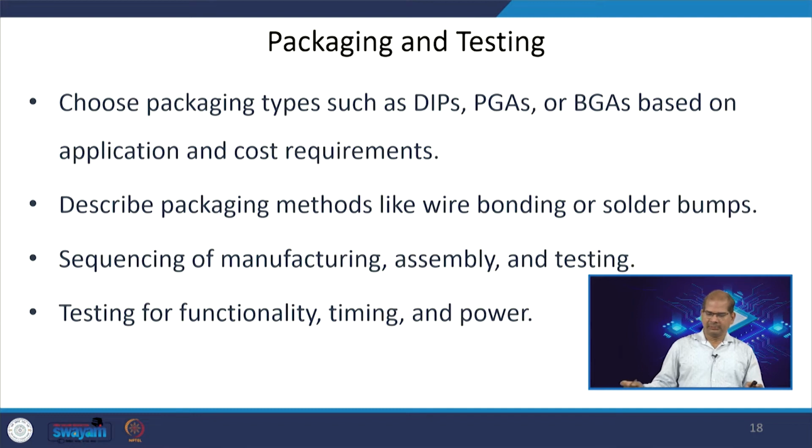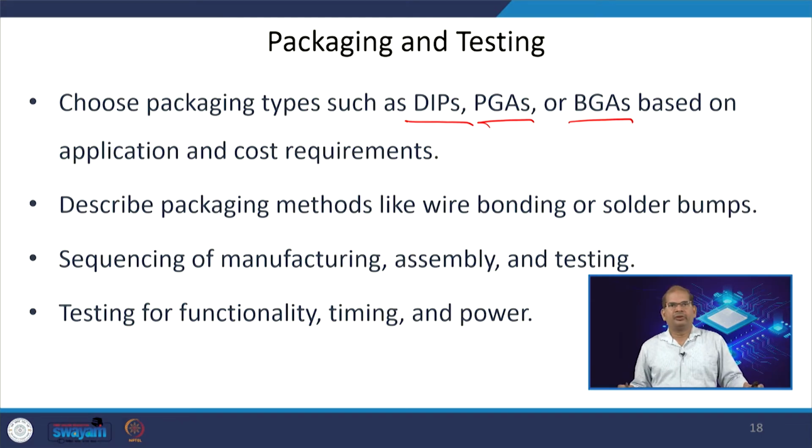There are several types of package, like dual inline package, pin grid array, and ball grid array. All these packages are available, and we need to choose one based on our requirement, cost, and performance. The more pins, the higher the cost. So depending upon the number of pins and performance, we choose the package.